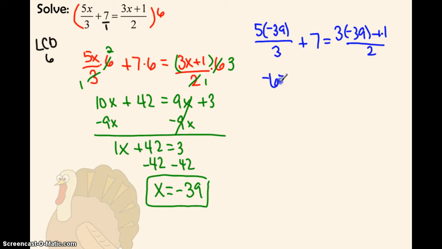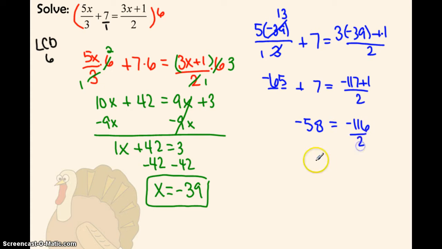So we've got negative 65 thirds because I can reduce 1, and that becomes 13, plus 7. Oops, not thirds, just negative 65. And that equals negative 117 plus 1 over 2. So I get negative 58 equals negative 116 over 2. So negative 58 equals negative 58. That checks off, so x is negative 39.